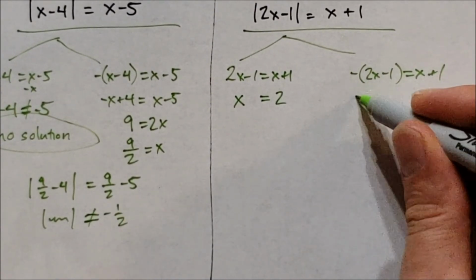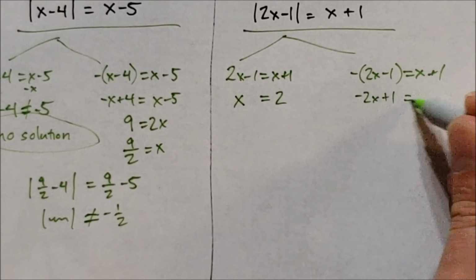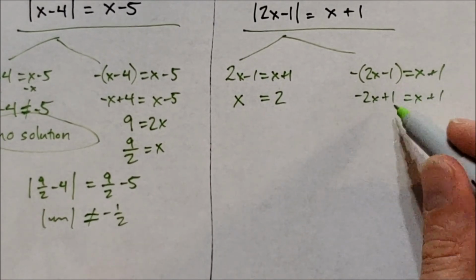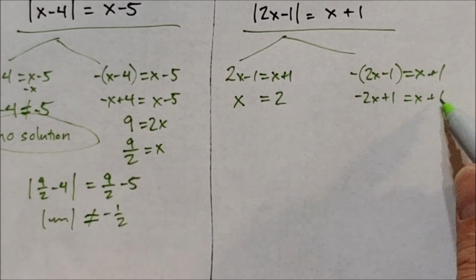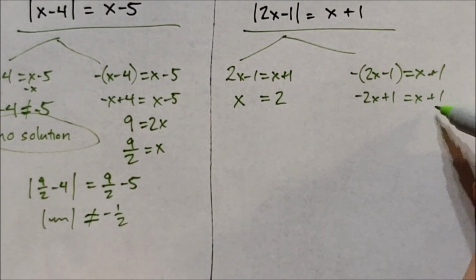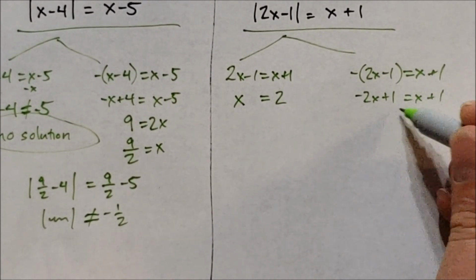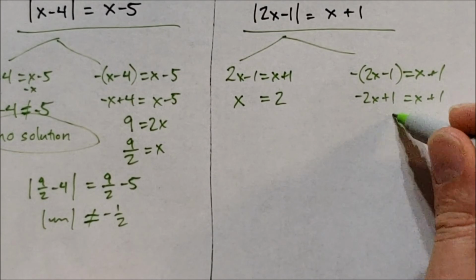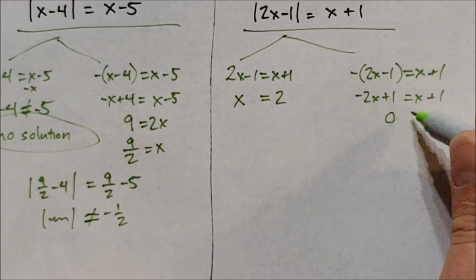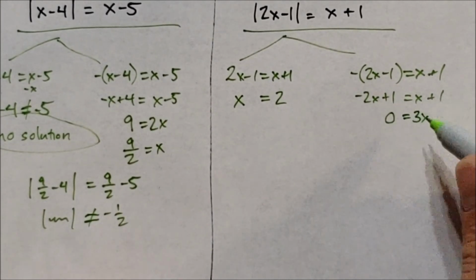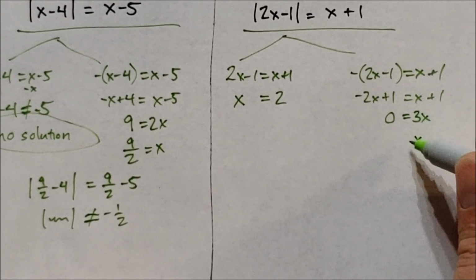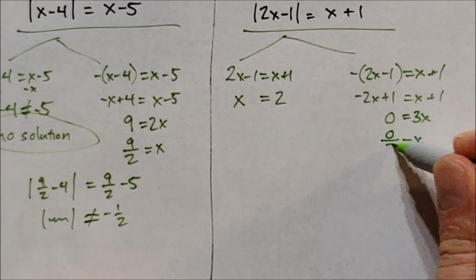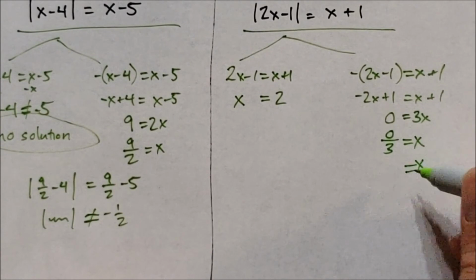Alright, distribute the negative. Negative 2x plus 1 equals x plus 1. Subtracting 1 from both sides, 1 minus 1 is 0. And we're going to add 2x to both sides, so that's 3x. Divide both sides by 3: x equals 0 divided by 3, so x equals 0.